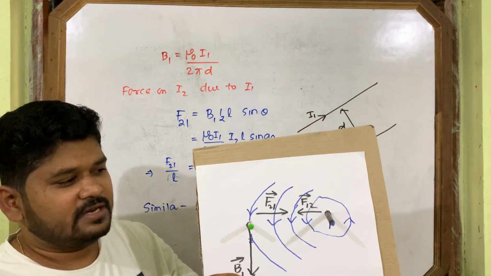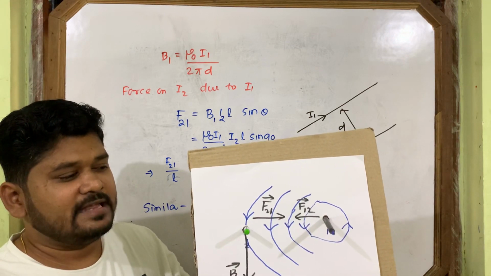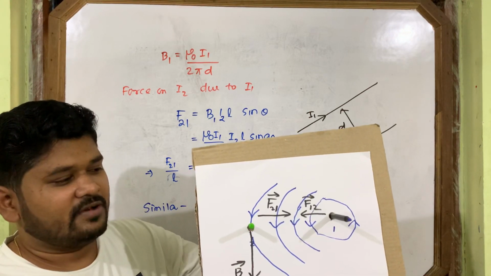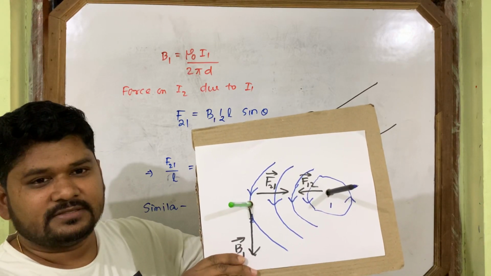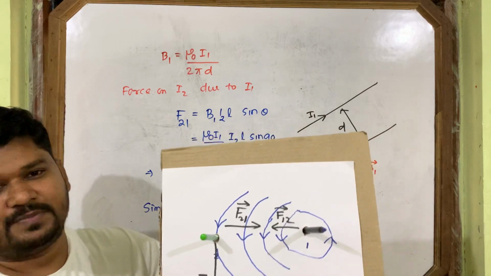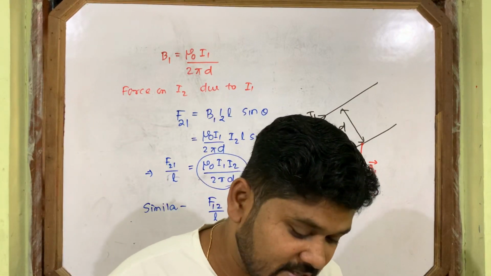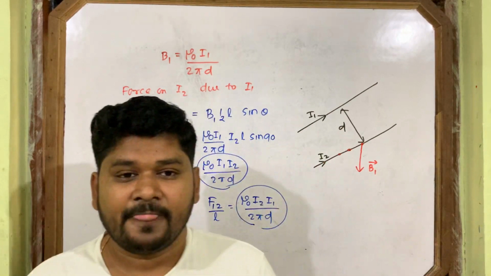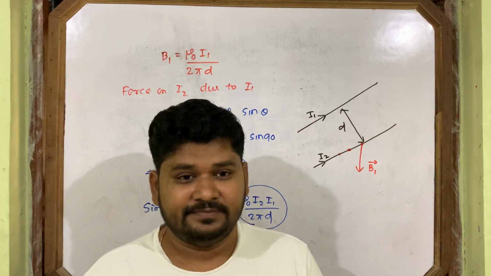What happens if anti-parallel current will pass? Both conductors will repel each other if anti-parallel current pass. Means what is your conclusion? Two parallel currents attract each other and two anti-parallel currents repel each other.